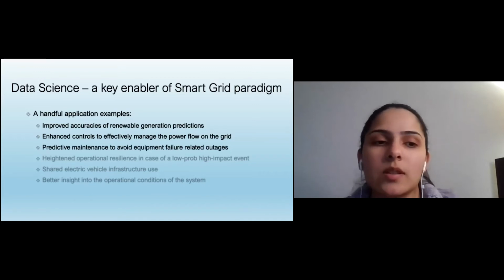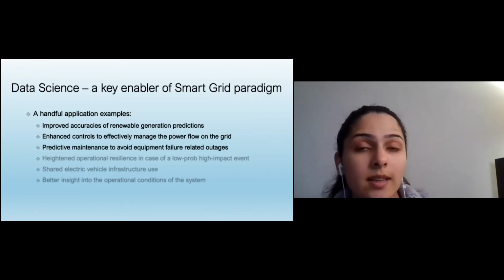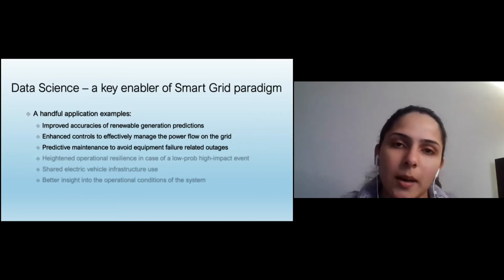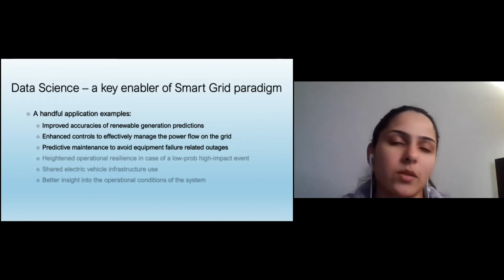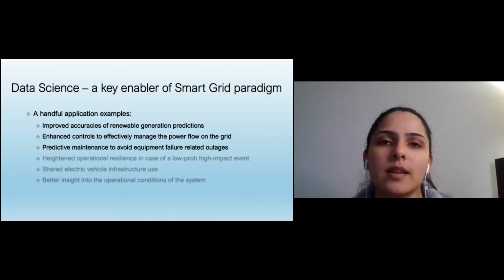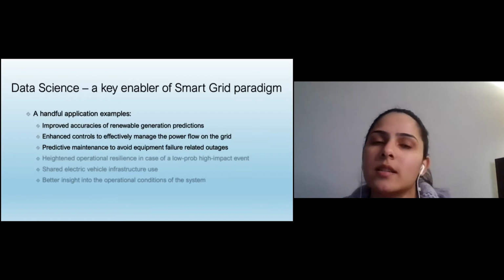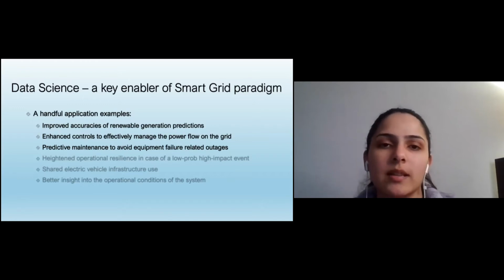Then another application is predictive maintenance to avoid equipment failure related outage. So as I was mentioning earlier, grid is aging. It's a century-old grid. So parts here and there get replaced, and there are schedules to check them and then replace them. But still, at times, and actually many times, it happens that there is unexpected equipment failure. So once the equipment fails, then it takes a lot of time to replace it or repair it, which converts to customers getting power outages.